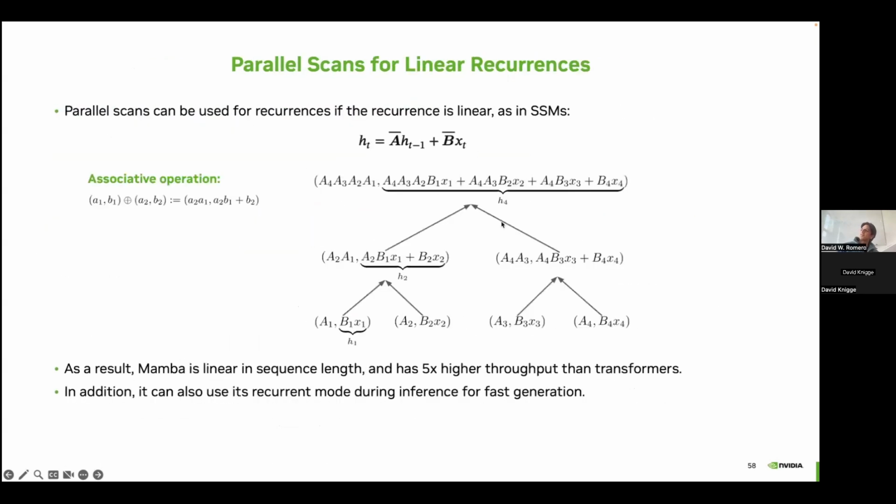Now, I remember also there was a question about the structure of A, right? At some point, you have this matrix that is diagonal plus a low part that is normal. And then there was this new development that said, hey, just put this part to 0 and you just use the diagonal. In Mamba, they use the diagonal.